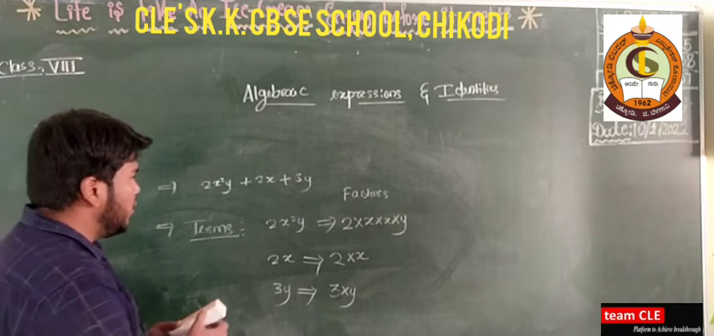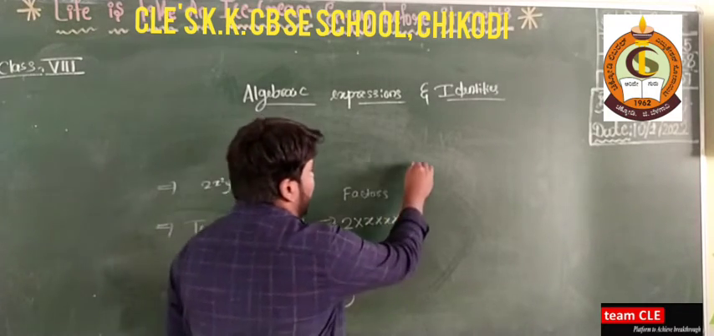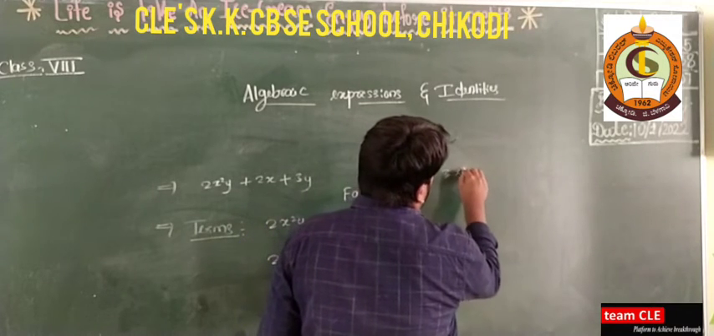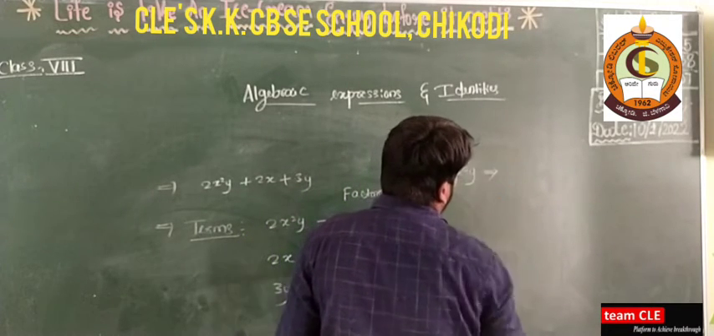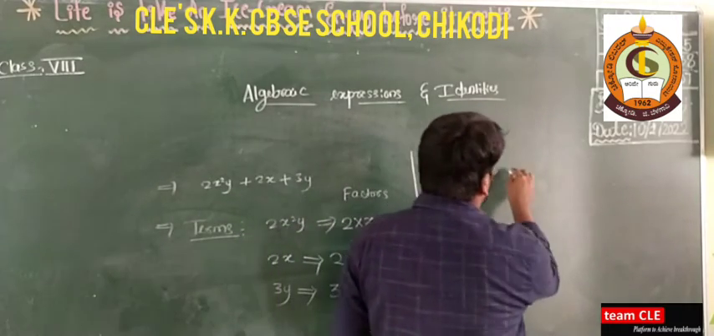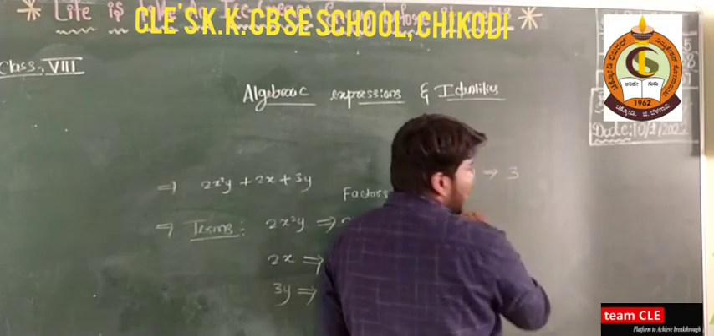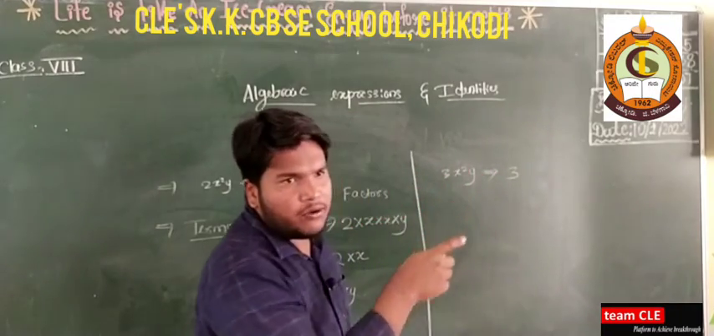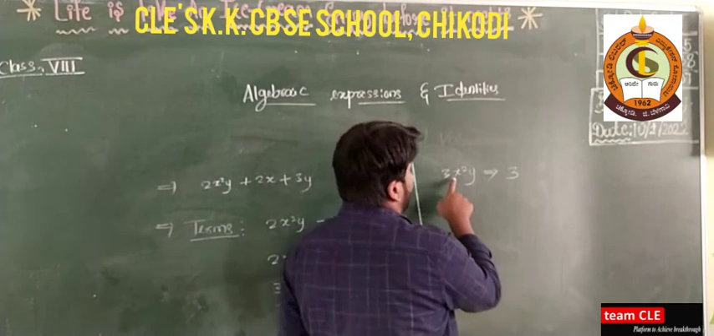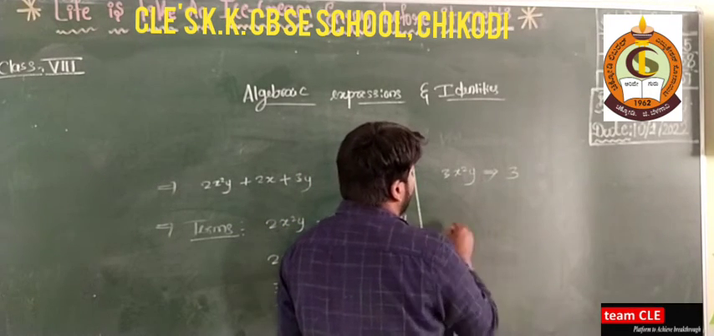And you can also write the coefficients. For example, if it is 3x square y, write the coefficient of x square y, which means it is 3. The numerical value which is multiplied with the variable is called the coefficient. So the coefficient of x square y is 3.